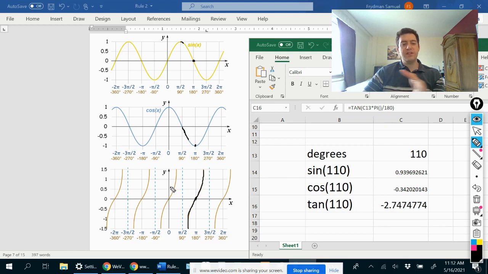And that pattern just keeps repeating itself. All right, so you can find what the tangent is at any point along this graph just by taking what the sine is at that point and dividing by what the cosine is. Just remember, you can't divide by 0, and that's why you have these dotted lines over here, wherever the cosine is 0.